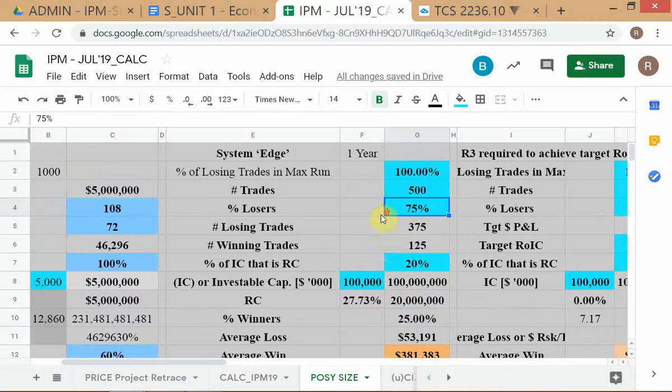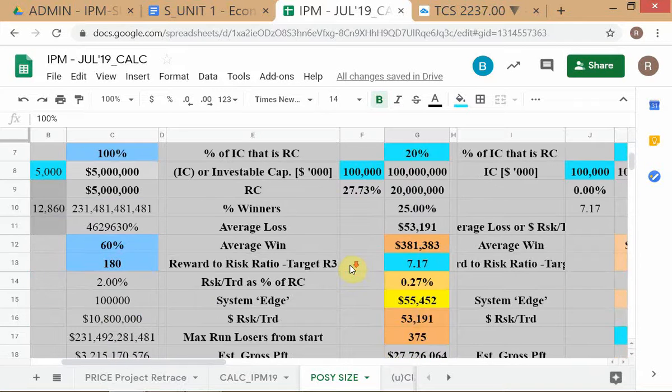Okay. So now we have 375 losing trades. We assume 100% because we don't want to complicate matters and we want to be ultra conservative. So we are assuming that all the losing trades will be stacked together at the beginning as a run of losing trades, as the maximum number of losing trades. Okay. So are you following now?